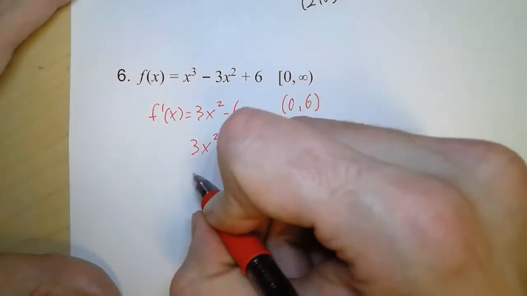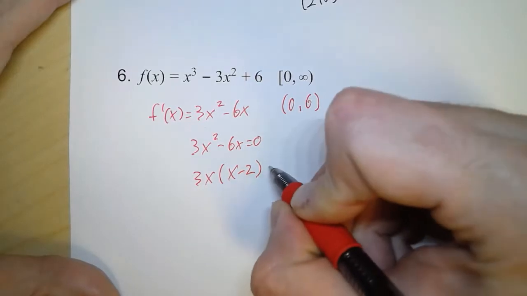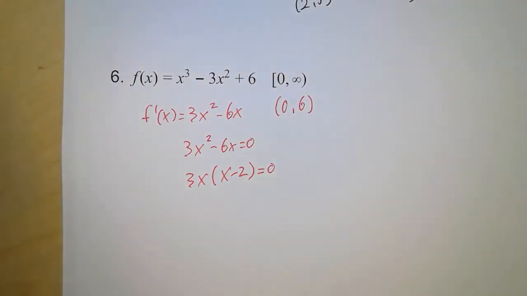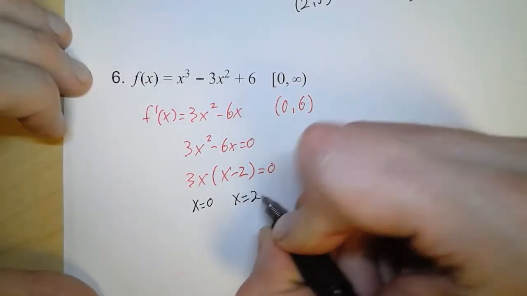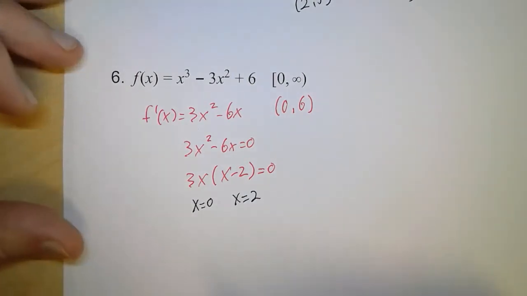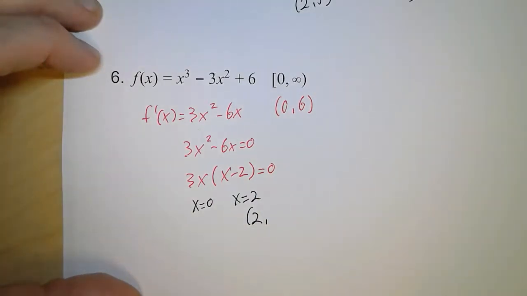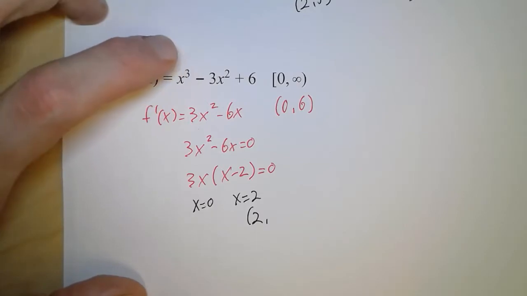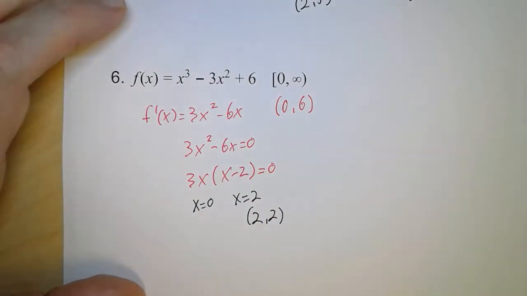So we factor out a 3x. So we have 3x and x minus 2. So what that gives us is x equals 0, which we already knew, and x equals 2, which we didn't know. So now, if we plugged in 2, what would be the coordinates for that? We plugged in 2 here, that would be 8. If we plugged in 2 here, that would be 12. And then we add 6. So we get a value of 2.